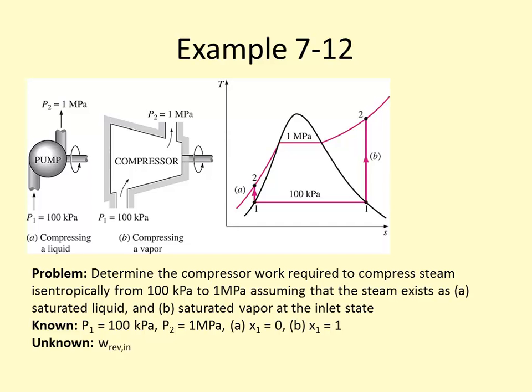Okay, so what do you think is the first step that we need to do in this process? We're given the initial pressure and the final pressure, and then we're told in part A that we're a saturated liquid, and part B we're a saturated vapor. So what do we need to do? Find the specific volume, and how do we do that? In the tables. Okay, so for part A, at 100 kilopascals, x equals 0, we look up our specific volume, and v1 is equal to v sub f at 100 kilopascals, which is 0.001043 meters cubed per kilogram.